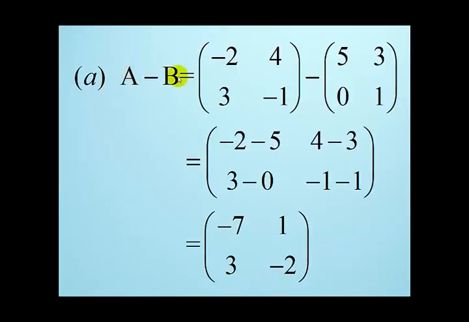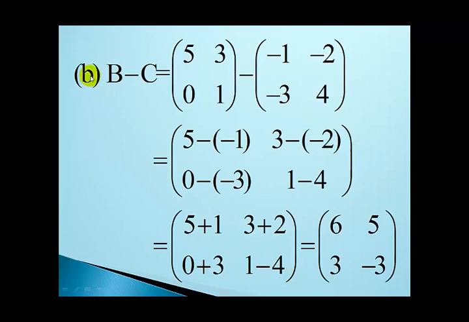Now A minus B is equal to matrix A, [-2, 4; 3, -1], minus B, [5, 3; 0, 1]. Now how do we subtract? We have minus 2 minus 5, we have 4 minus 3, we have 3 minus 0, we have minus 1 minus 1. Now minus 2 minus 5 is minus 7, and 4 minus 3 is 1. 3 minus 0 is 3. And minus 1 minus 1 is minus 2. That means that A minus B is equal to [-7, 1; 3, -2].